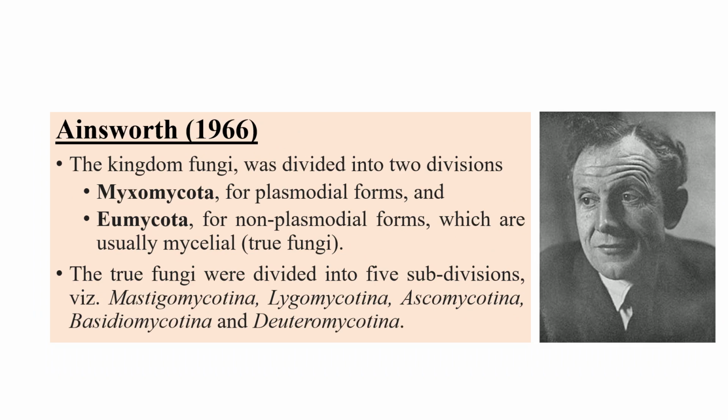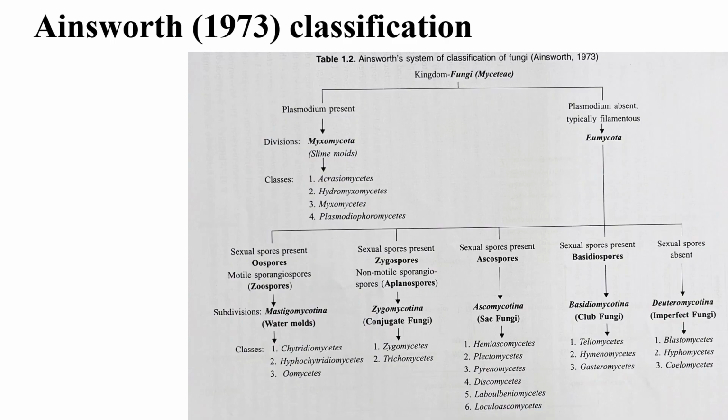The next one is the Ainsworth classification. This man did really a breakthrough. It is very important, and still a few people are following this classification as well. He divided into 2 divisions, Myxomycota and Eumycota. Myxomycota are plasmodial forms. Eumycota are non-plasmodial forms, which are the true fungi. The true fungi were again divided into 5 subdivisions: Mastigomycotina, Zygomycotina, Ascomycotina, Basidiomycotina, and Deuteromycotina. This is the Ainsworth classification.